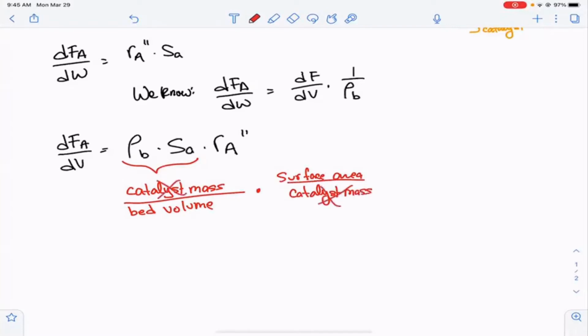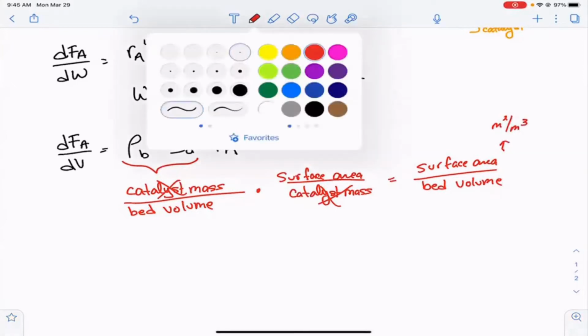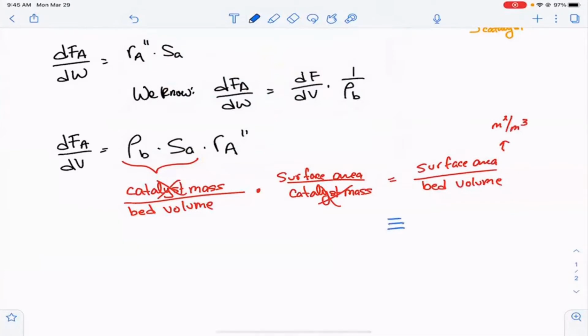And if we do this, right, we can get rid of the catalyst masses and we get something that's like surface area over the bed volume, or the reactor volume. Okay, and that has an interesting unit of meters squared per meter cubed. And one of the things that we like to do is actually define this product as a variable AC. And why in the world would we actually do that? Because it's easily definable for any geometry.